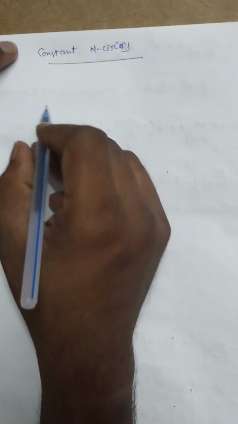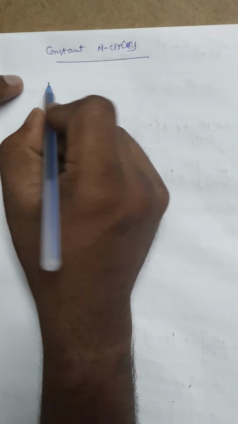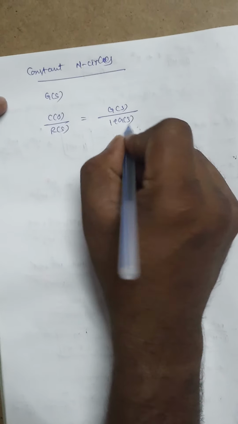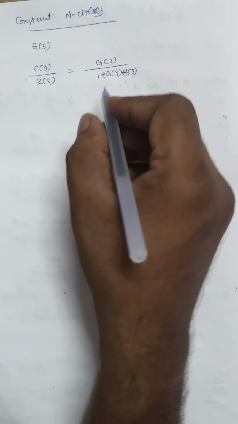Next, constant N circles. In these constant N circles, suppose we now discuss that G of s is the open loop system transfer function, and the closed loop system transfer function C of s divided by R of s is equal to G of s divided by 1 plus G of s into H of s. Since H of s is unity feedback, replace it with 1.